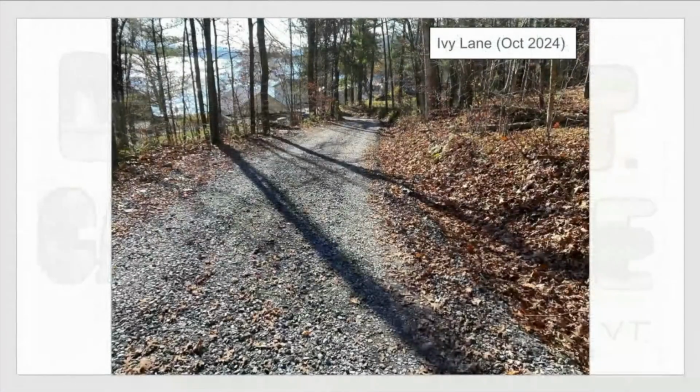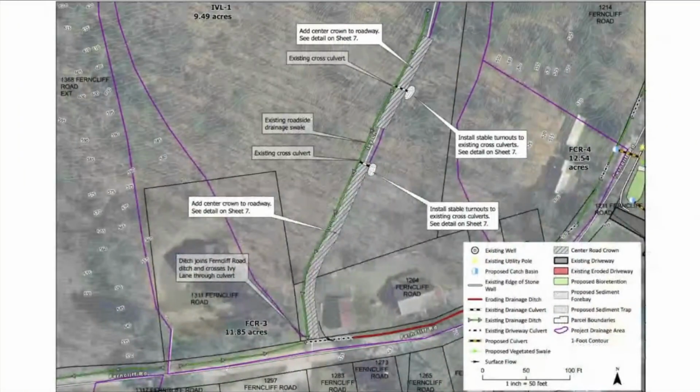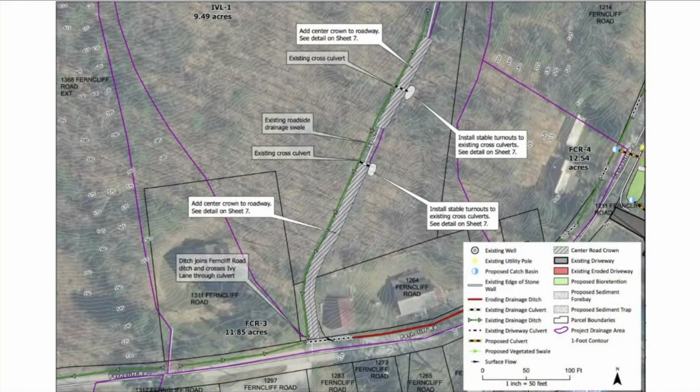The next project area I want to talk about was Ivy Lane. This is a private drive that comes off of Ferncliff Road and goes up a steep hill. This is a photo from fall 2024. This is a plan showing Ivy Lane. And again, I mentioned there's an existing ditch on the west side of the road.